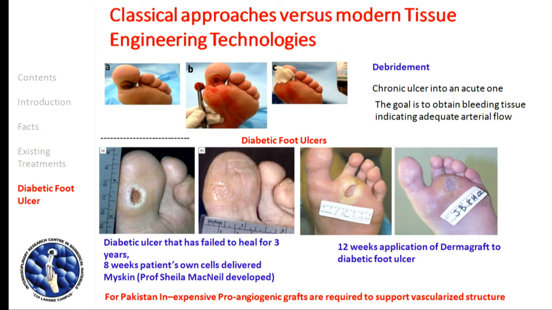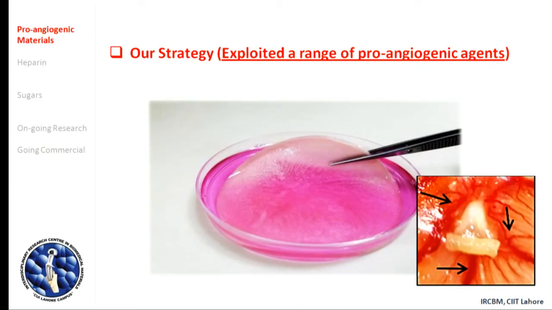What's the other way? The other way is tissue engineering. For example, that's the My Skin developed by Professor Sheila McNeil, and this has been put on this ulcer, and this was healed properly. And that's the other example where another Dermagraft has been placed, and this wound has been healed very well. So it means we need to develop advanced wound care products.